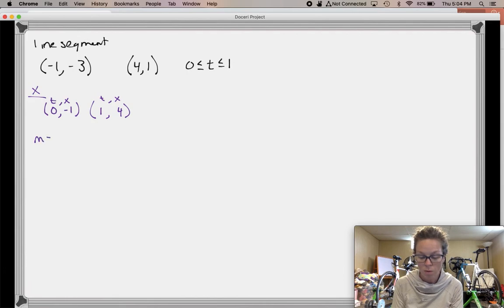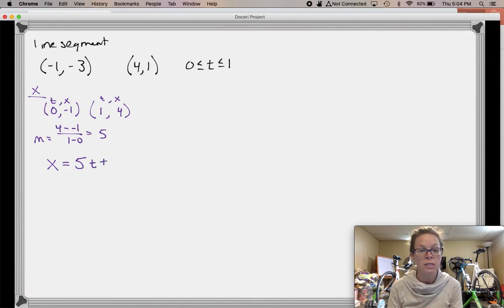Now I want to write a y equals mx plus b equation for that. So I need to know slope. Slope is change in y over change in x. So slope is 5. So x is equal to 5t plus b, which is our starting point. So when t is equal to 0, what is x equal to? Negative 1. And we can then check that according to those 2 points. If we plug in t is 0, we should get x is negative 1. And if we plug in t is 1, we should get x is 4. And so that works out. So that's our x equation.